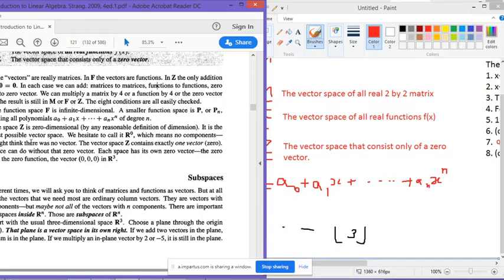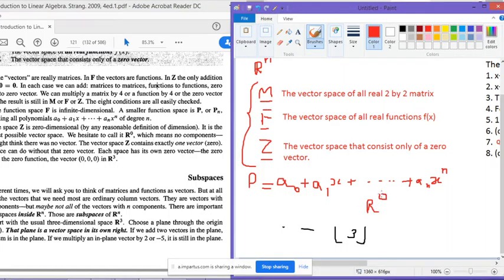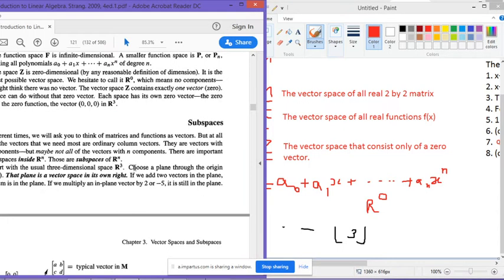It is the smallest possible vector space. The smallest possible vector space means it has R^0, which means no components. Not exactly, but it is represented as just 0. So the vector space Z consists of exactly one vector, that is 0. No space can do without that zero vector. It means every vector should start from that 0, so it has to have that 0.